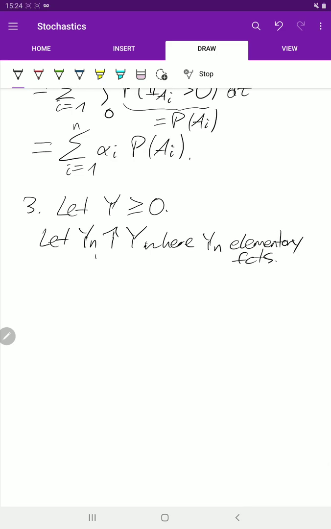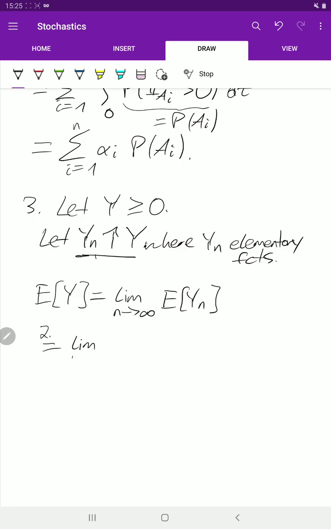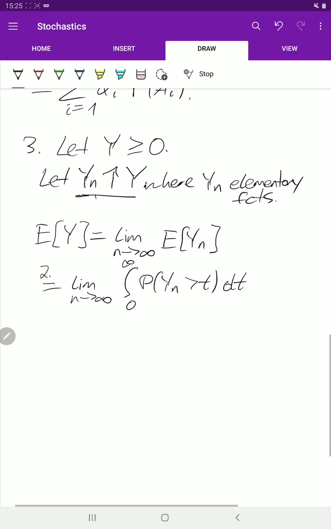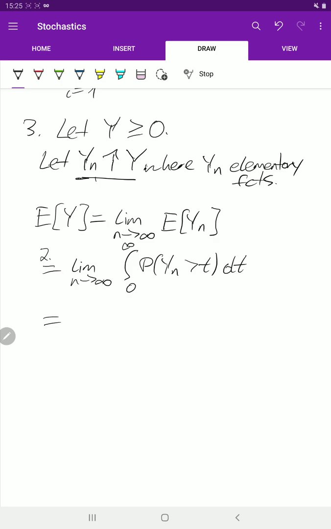Okay, and now we want to apply the Beppo-Levi theorem or monotone convergence theorem. So how can we do that? Well, these Y_n are definitely increasing, so we can apply it for the Y_n, and then we get the limit of the expectation of the Y_n. Now we can apply part 2, and we get the integral from 0 to infinity of P of Y_n bigger than t dt, and now we want to interchange limit and integral. Now the question is, why can we do this? So let me at first write it down.